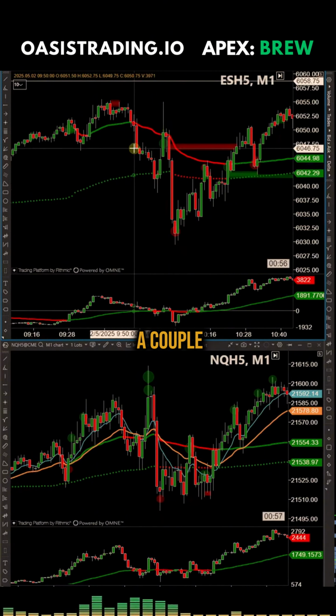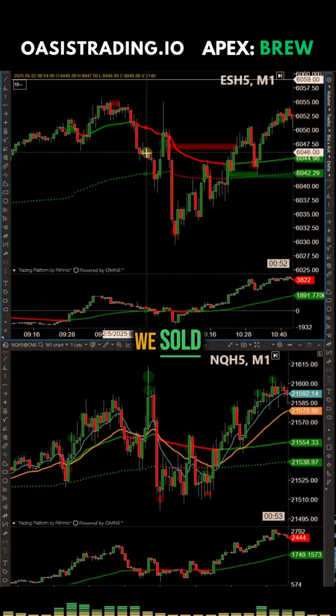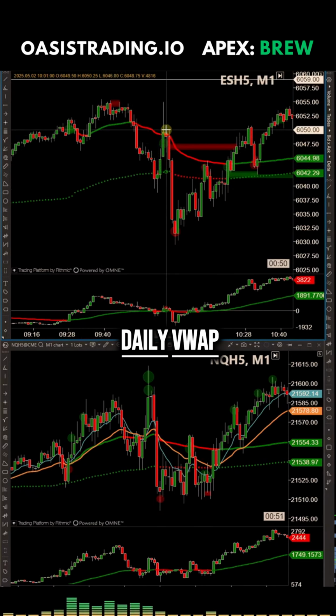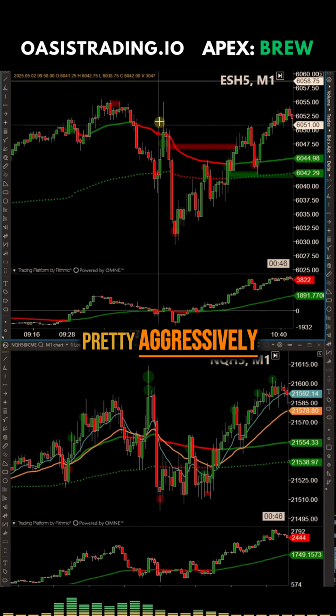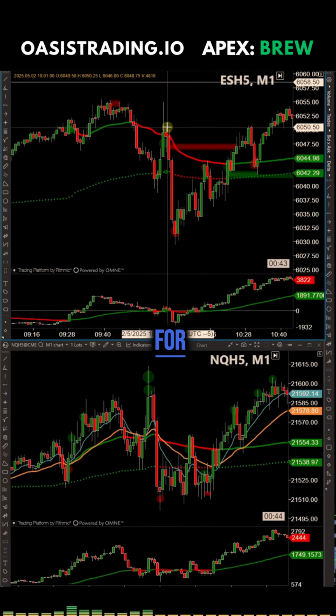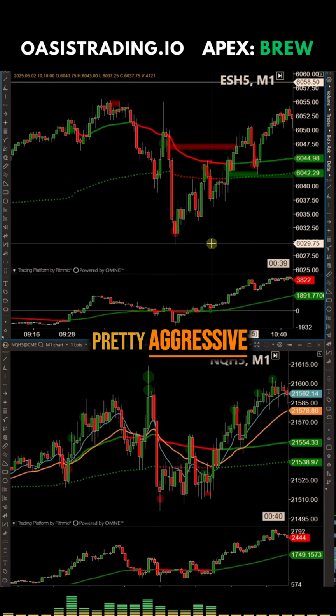So today we had a couple of bear flags into VWAP. We started off pretty weak on the open. We sold off. We bounced back into the daily VWAP, a little bit of a wick above it. And then we sold pretty aggressively. So that's kind of the standard thing you want to look for on that VWAP trade. You broke the low, pretty aggressive.